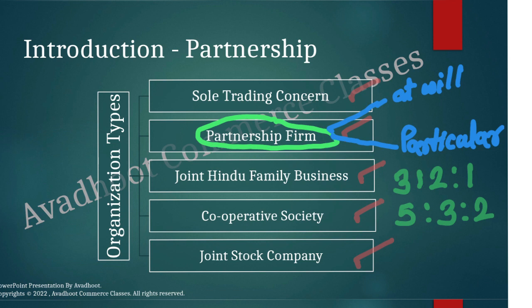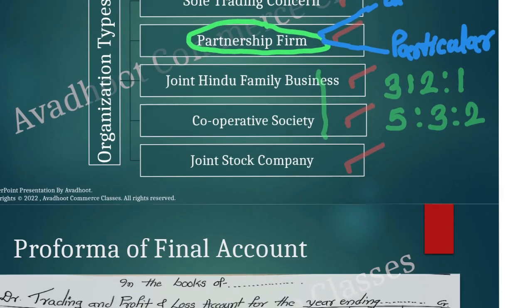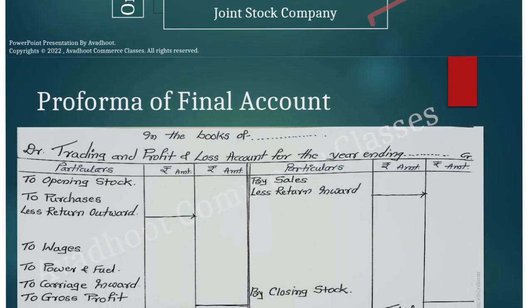Whenever the partnership deed is silent, the profits of the partnership firm will be shared by the partners equally. That is to be kept in mind as per the Act. This is about what we have seen about the partnership firm. Now, the next part is about the pro forma of a partnership.